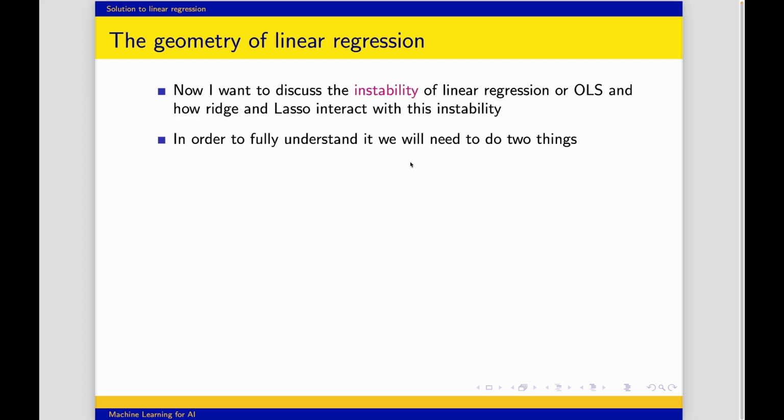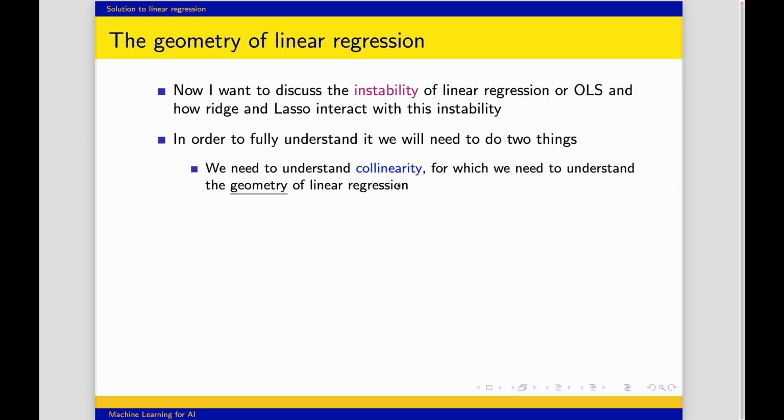And that will lead us in the end to some other whole spectrum of different methods. So in order to fully understand, we're going to need to do at least a couple of things. The first one is we need to understand collinearity and why that leads to instability. But before we can understand that, we need to understand something of the geometry of linear regression. Now we're going to start making things more precise, not this touchy-feely, hand-wavy stuff.